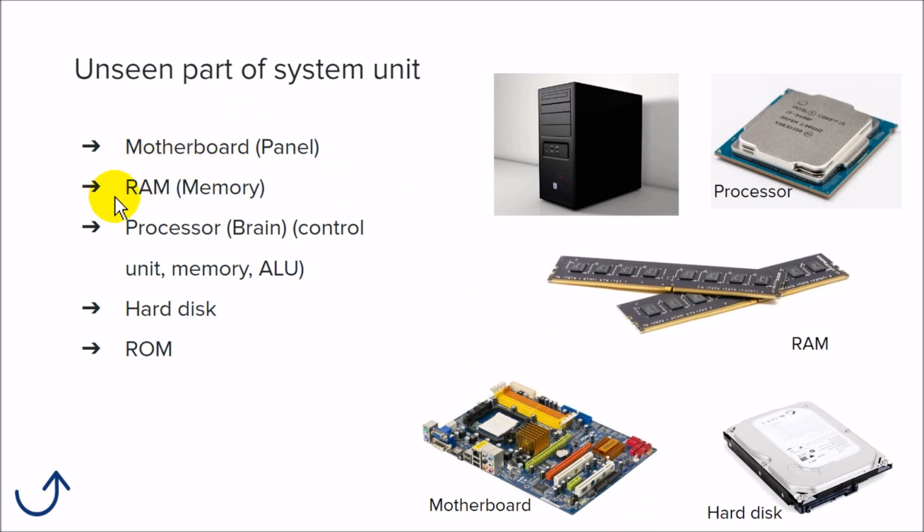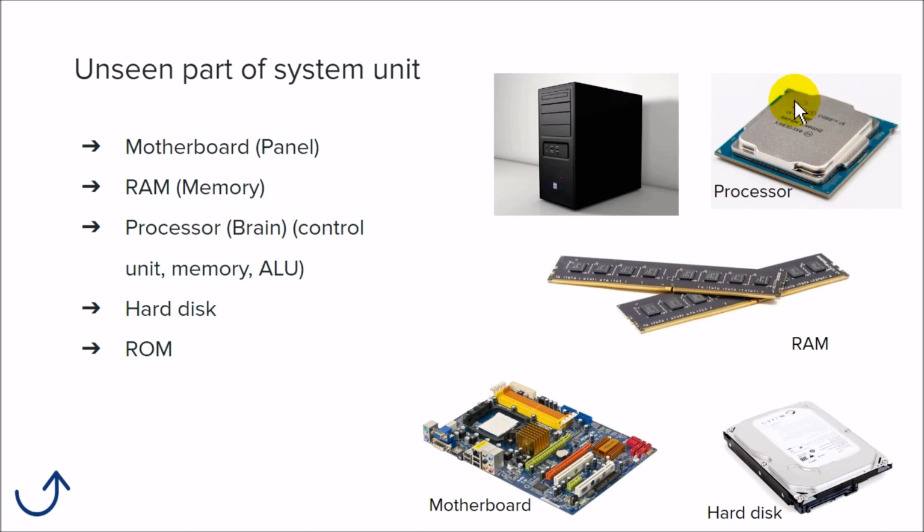You also have the memory. We have the memory in the form of RAM. This is actually the primary memory in your computer system. This is what is used to store information while the computer is being worked on. Then we also have the processor, which is known as the brain of the computer. It contains other components like the control unit, the memory unit and the arithmetic and logic unit. These are just the different parts of the processor.